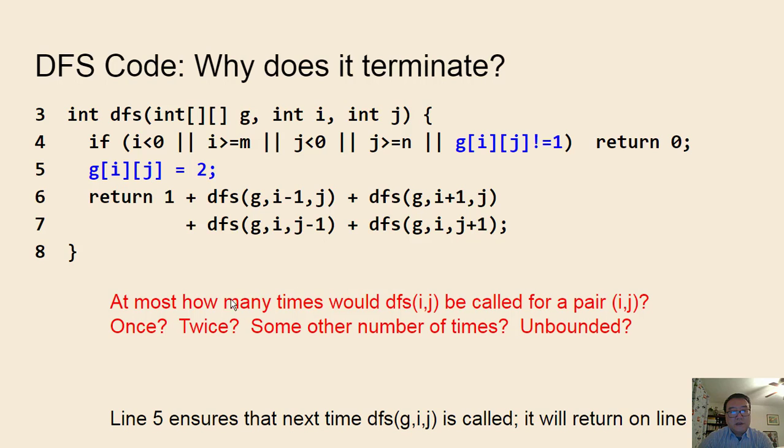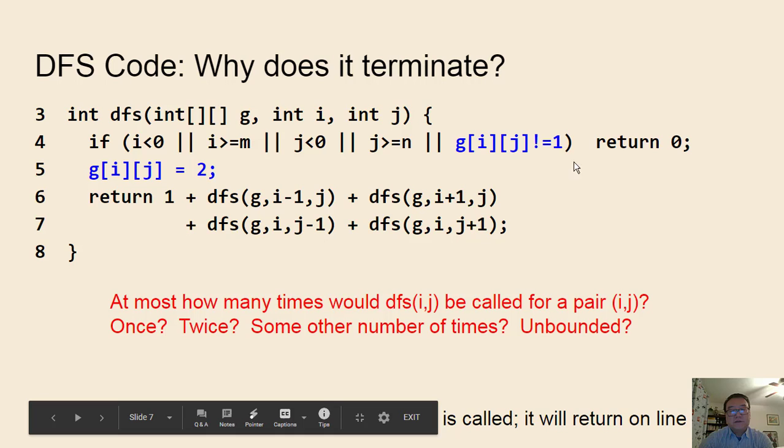Another question is, at most how many times would DFS ij be called for a particular value of ij? So let's say how many times could DFS 2, 3 be called? So I equals 2, j equals 3. It's more than once, because of this. But it's just that the first time it's called, we may go down here if the value is 1. But after the first time, we will always return at line 4. So we will not try to process the node again. I encourage you to find out the answer. How many times is this called?